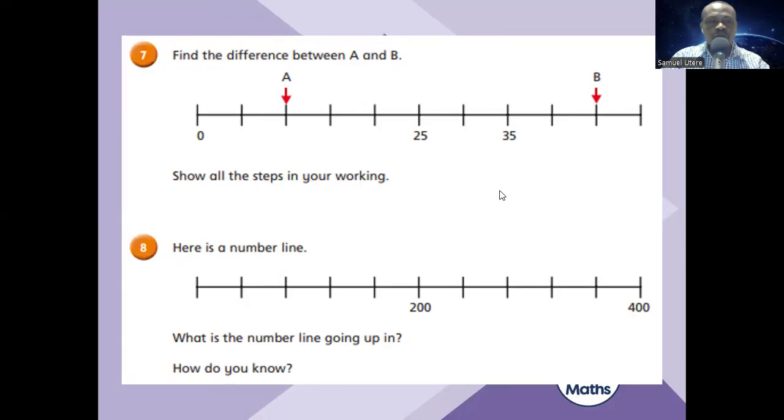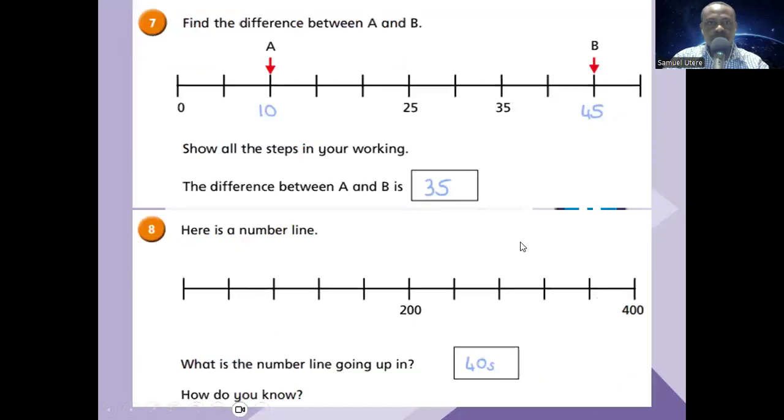Okay, assuming you've paused the video and you've worked through the questions, here are the answers. Let's discuss them. Question 7, you were asked to find the difference between A and B. So remember, similar question we did before. So here is the answer. Okay, so the difference between A and B is 35.